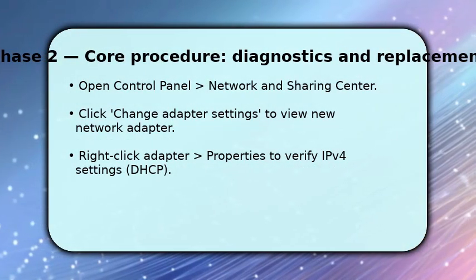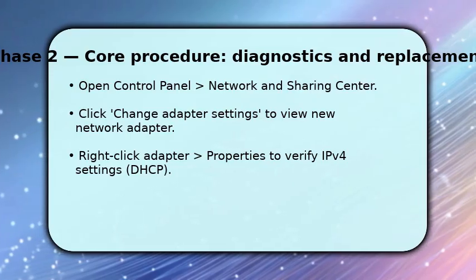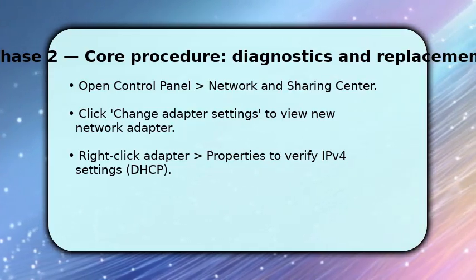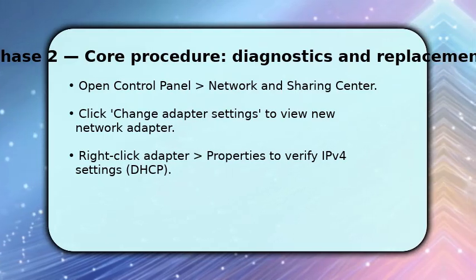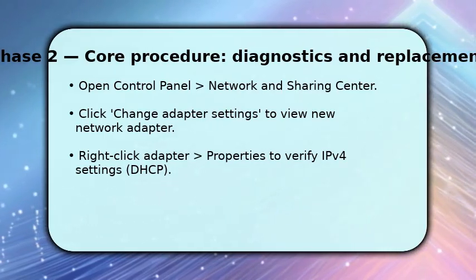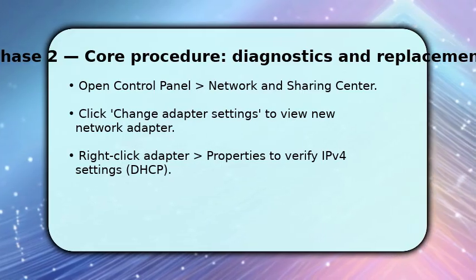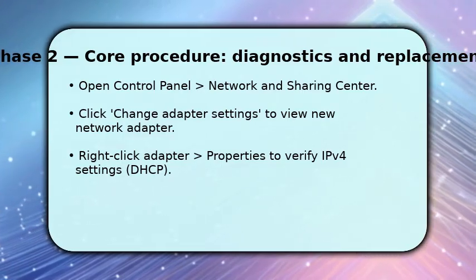Once Windows detects the phone, open Control Panel and go to Network and Sharing Center. Then click Change Adapter Settings. You should see a new Local Area Connection or Remote NDIS adapter appear. Right-click it and choose Properties to check Internet Protocol version 4 settings.